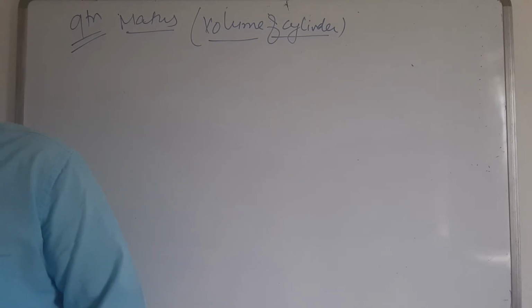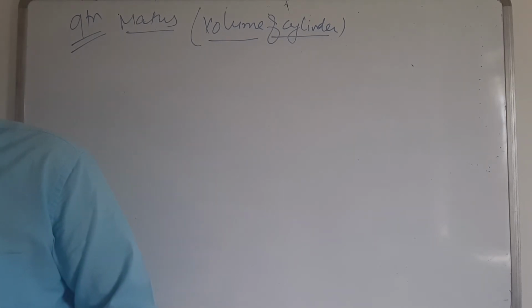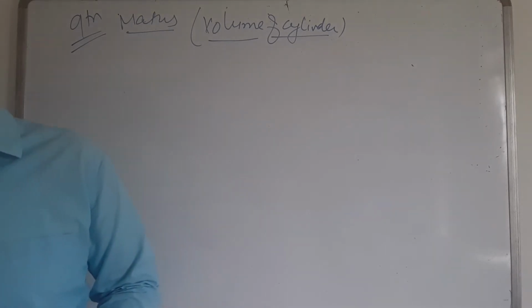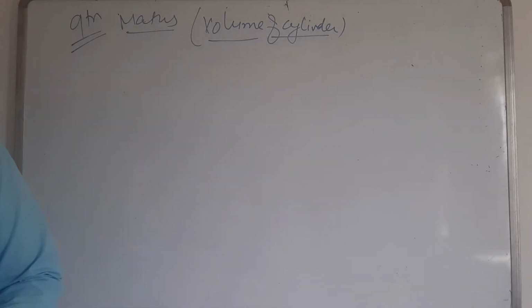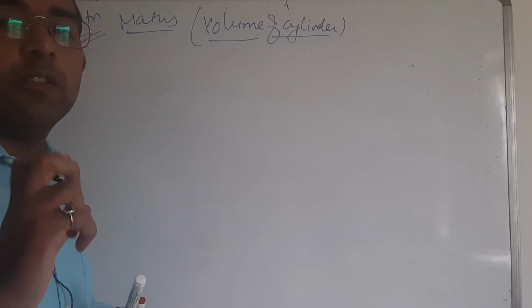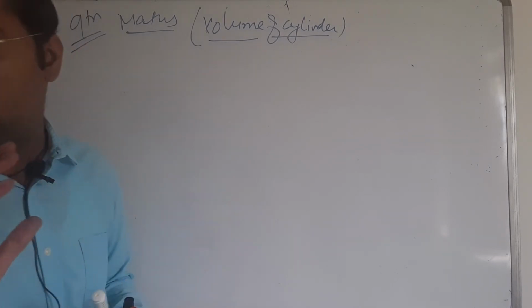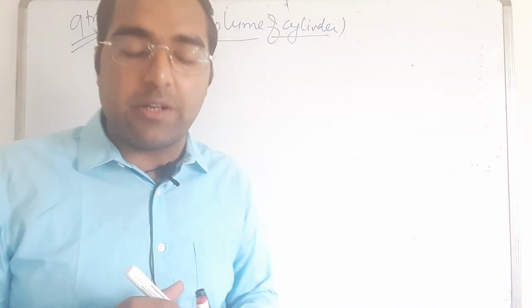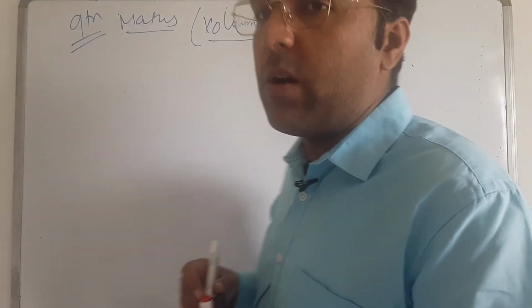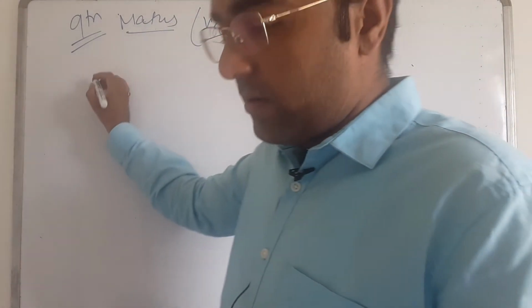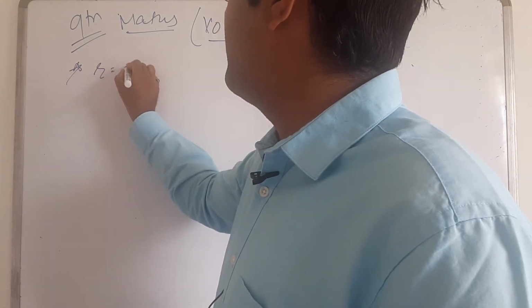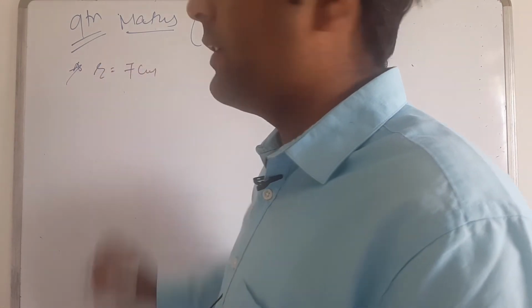A patient in a hospital is given soup daily in a cylindrical bowl of diameter 7 centimeter. Here is the bowl in the cylindrical shape and its radius is 7 centimeter. So I'll take the radius of the bowl as 7 centimeter.